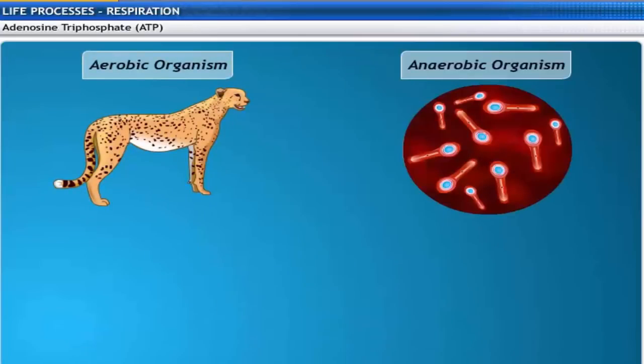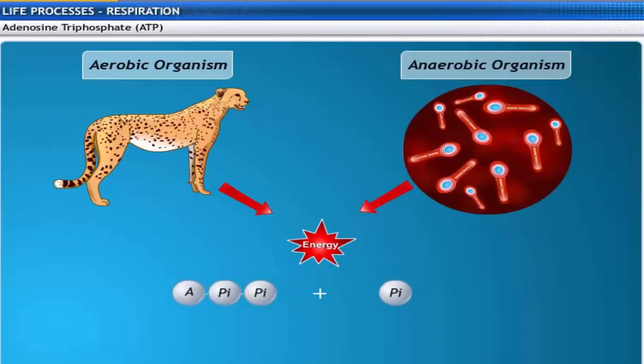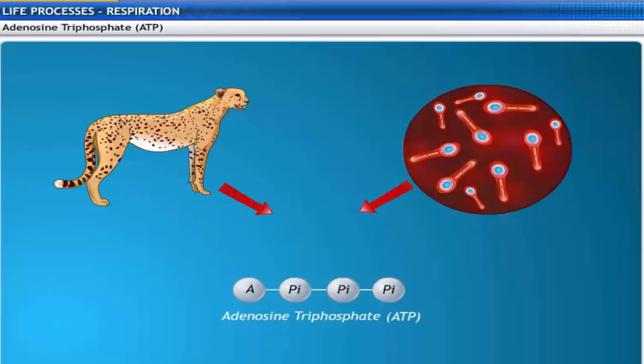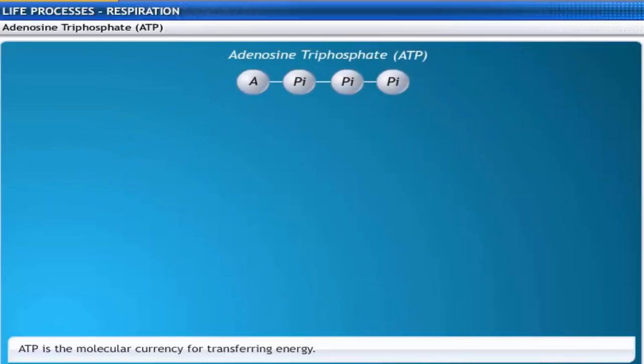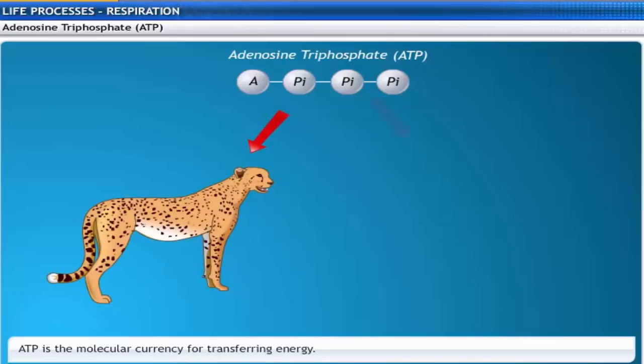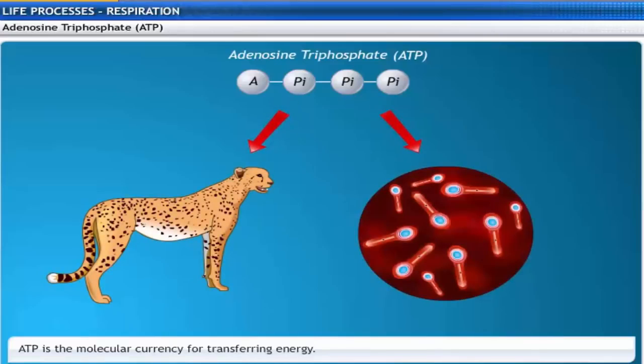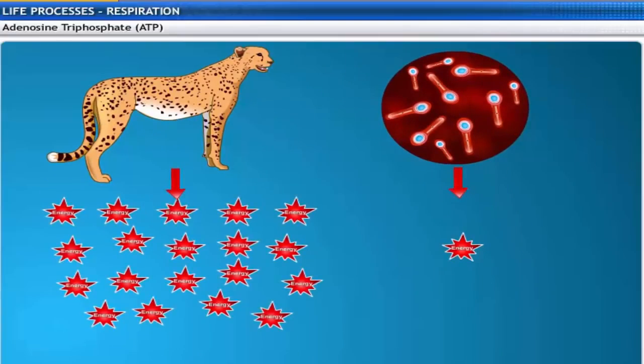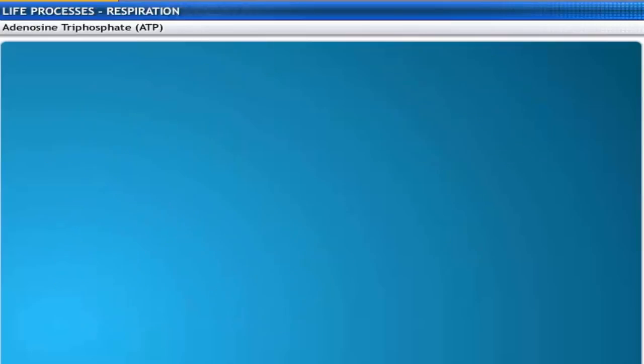Both aerobic and anaerobic respiration release energy. This energy is used to combine adenosine diphosphate, ADP, and inorganic phosphate to form adenosine triphosphate, ATP molecule. ATP is the molecular currency for the transfer of energy in most cellular processes. The energy released in the aerobic process is 19 times greater than in the anaerobic process.